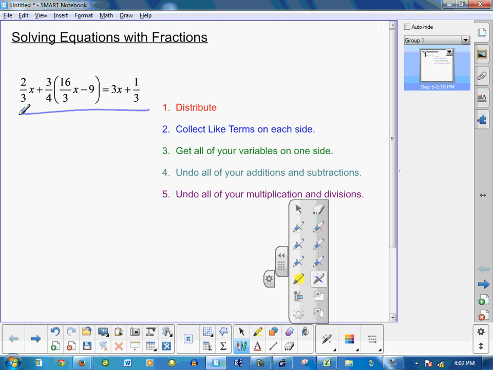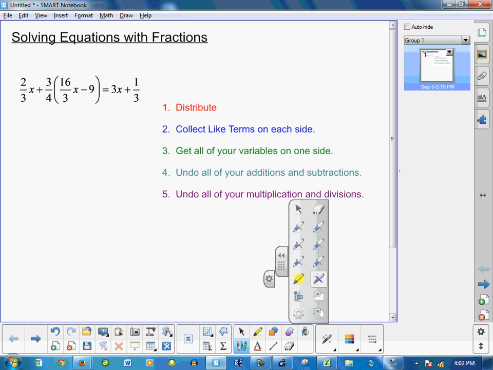2/3 x plus 3/4 times the quantity of 16/3 x minus 9 equals 3x plus 1/3. And the five-step algorithm is right here where it says we're going to distribute, collect like terms on each side, get all your variables on one side, undo all your additions and subtractions, undo all of your multiplication and divisions. Okay, so I'll try and use the colors of ink that match the colors of what I wrote.